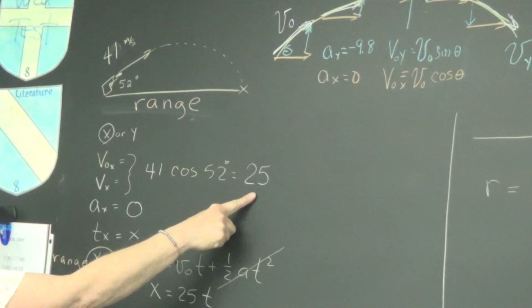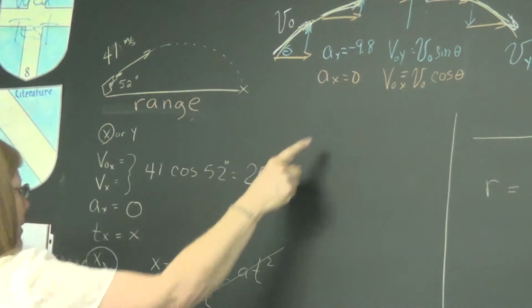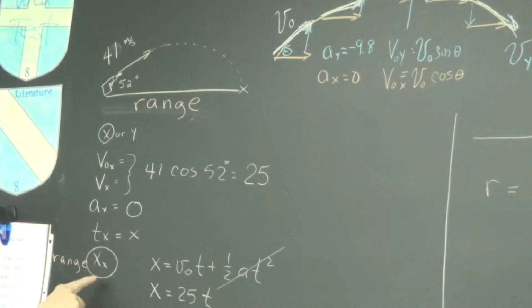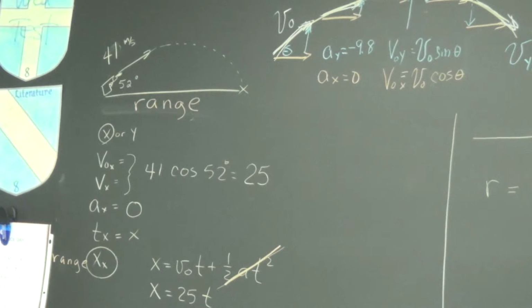It comes out to 25. And acceleration in the x direction, always 0. Time, we don't know. The range is what we're looking for. So I use this equation because the other ones failed me. And this one failed me too, but it didn't fail me as bad. So this drops out because acceleration is 0. So I have x equals 25 times t. Does not give me an answer.